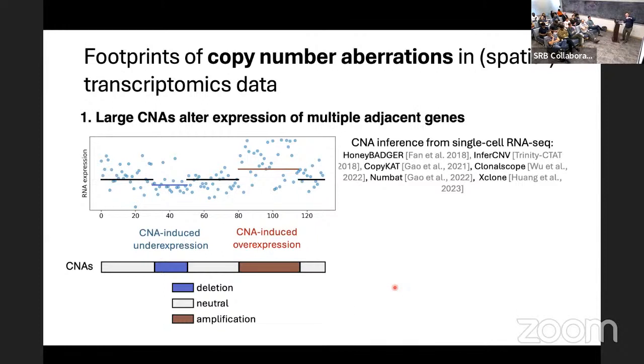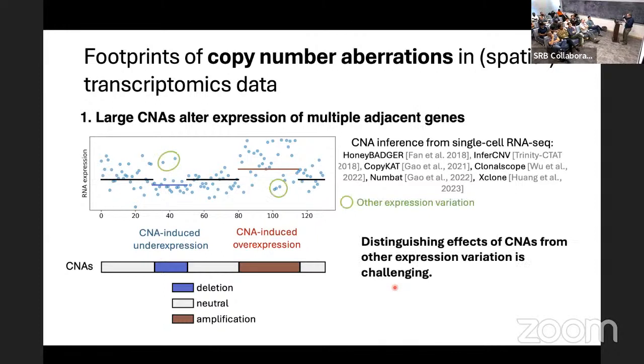And there are methods that have tried to identify large deletions and duplications of the genome from these changes in expression. They've done it from single cell RNA data. But of course, it's really hard to do this reliably because gene expression changes for all sorts of reasons, nothing to do with copy number. There are all sorts of changes in gene regulation that are not induced by copy number. So it's quite hard to do this.